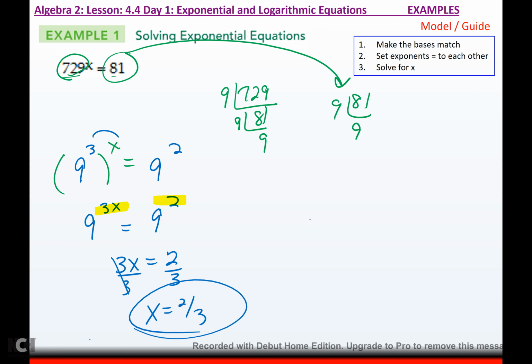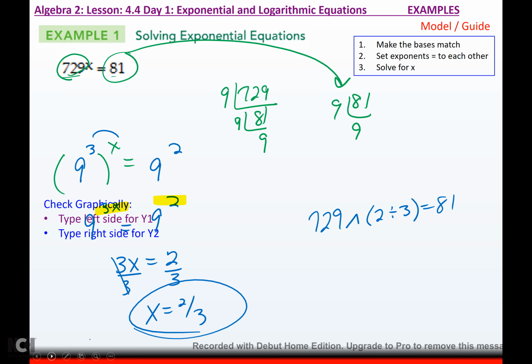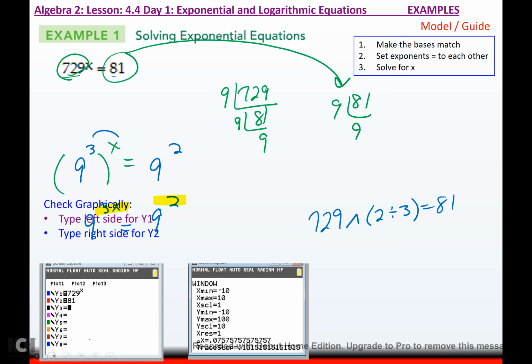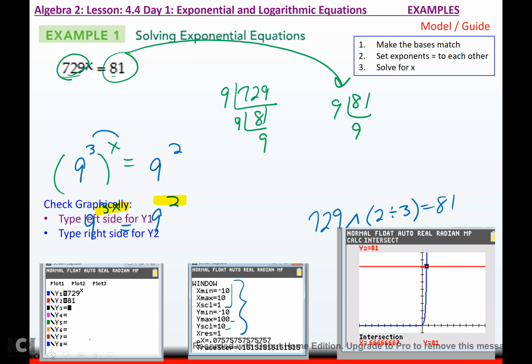I got it? And actually, you could check this one pretty easily. Type in 729 caret parentheses 2 divided by 3, and you will get 81. Alrighty. Oh look, you can check it graphically. If you notice, I typed in 729 to the x for y1, 81 for y2. Set my window. I kept x's the 10s and I went all the way up to 100 and counted by 10s on y. And if you calculate the intersection, they intersect at 0.666 repeating, which is 2/3, and 81. Yeah?